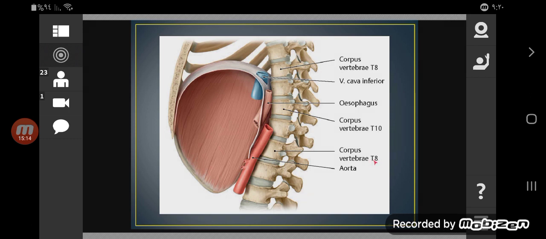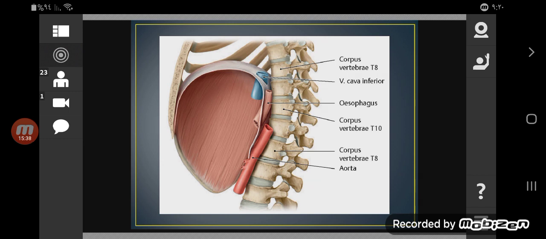Please consider this: this is T12, not T8. T8 is here. Okay, this is the original book. Unfortunately, it is incorrect. Is it the same level as T12?